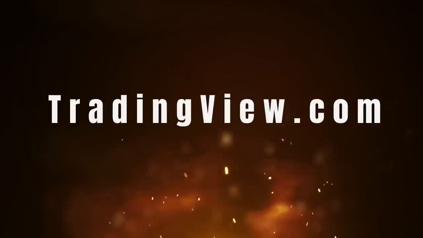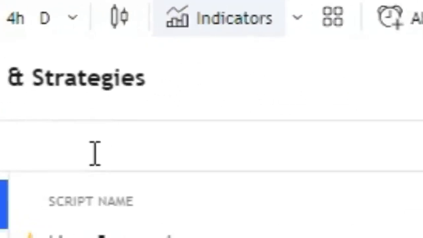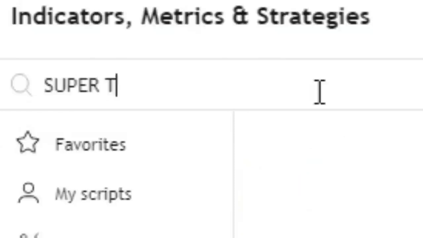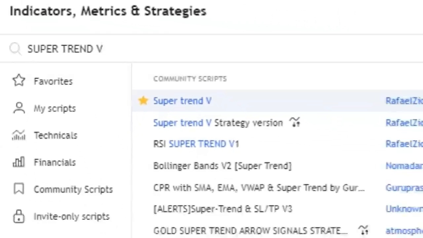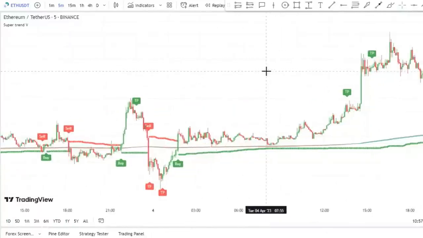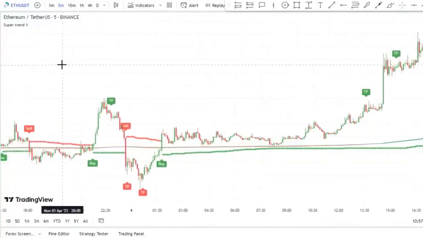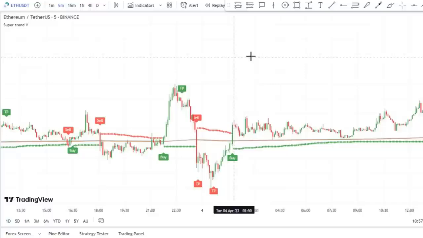To get started, let's move on to the TradingView platform and head over to the indicators section and add the Super Trend V indicator to the chart. Once you've added the indicator, it should be displayed on the chart. Now we need to adjust the indicator settings to optimize our strategy for trading.